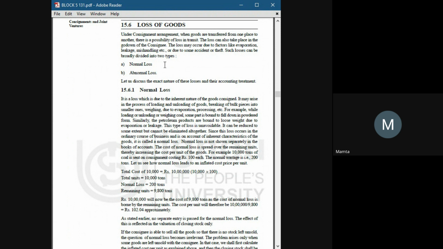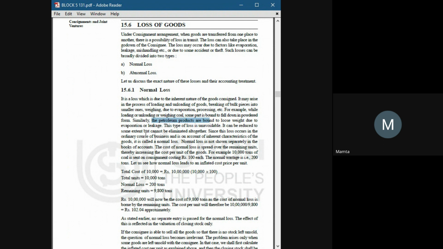Normal loss is a loss which is due to the inherent nature of goods consigned. It may arise in the process of loading or unloading. Your goods can be damaged in the process of loading or unloading, breaking out of bulk pieces into smaller ones, weighing, evaporation, processing, etc. For example, while loading, unloading or weighing coal, some part is bound to fall down in powdered form. Similarly, petroleum products are bound to lose weight due to evaporation or leakage. So these are the kind of normal loss.